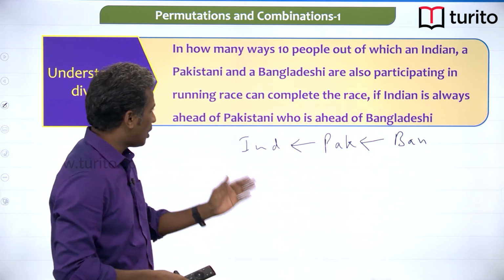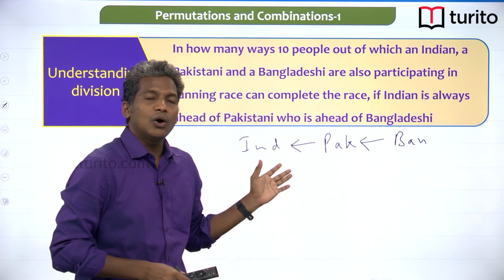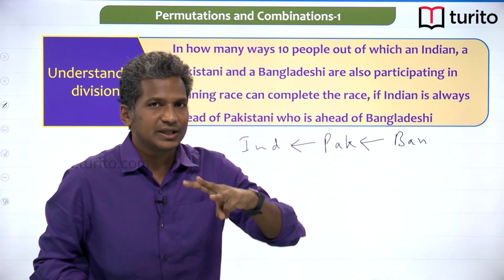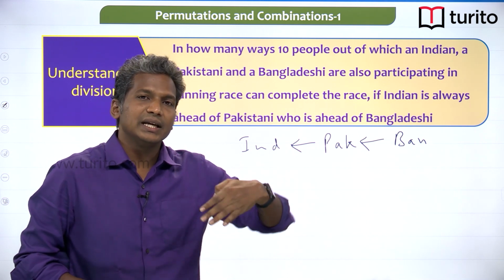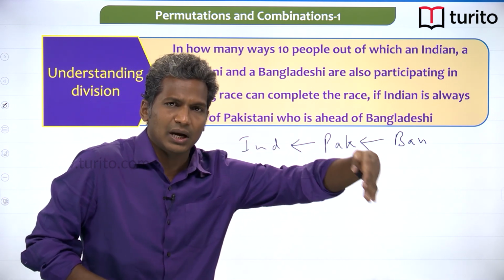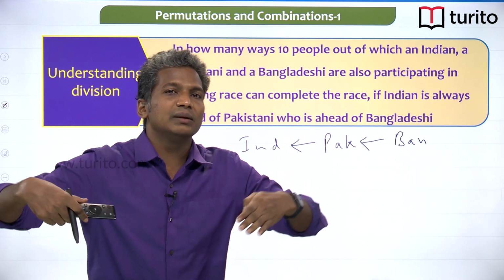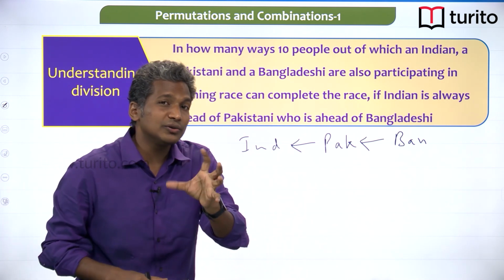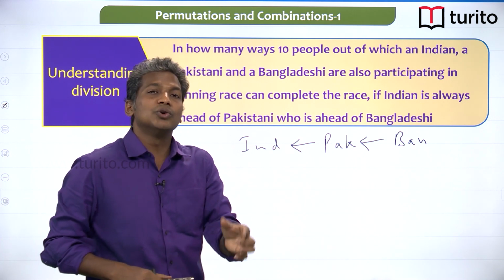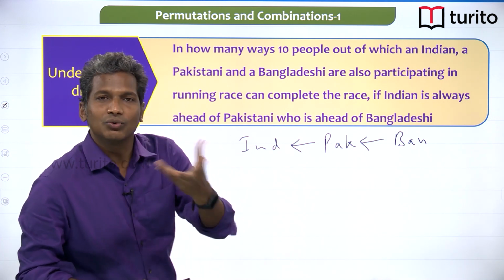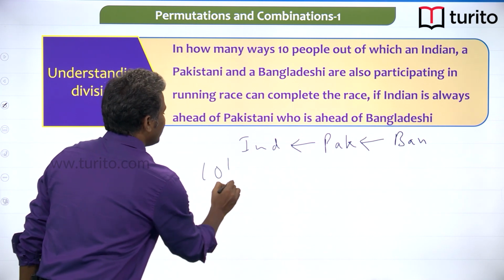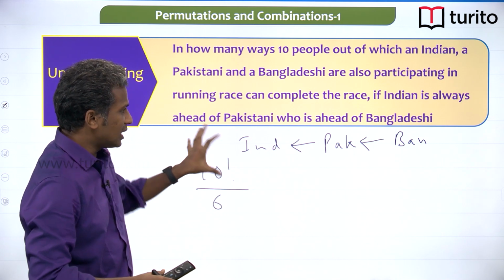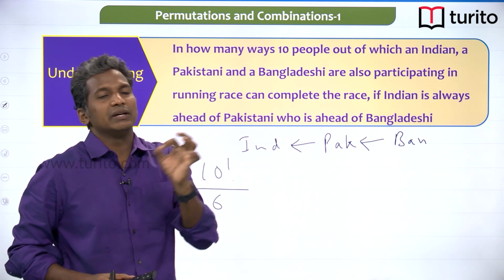So, out of these 3, how many arrangements are possible mutually? 3 factorial arrangements are possible. So, that is like Indian ahead, Pakistani, then Bangladeshi, or Pakistani, Indian, Bangladeshi. So, there could be 6 different arrangements. But out of these 6 different arrangements, you only want one of them. So, what do you do? You do 10 factorial divided by 6. Okay. So, this way we can understand the main logic of the division here.